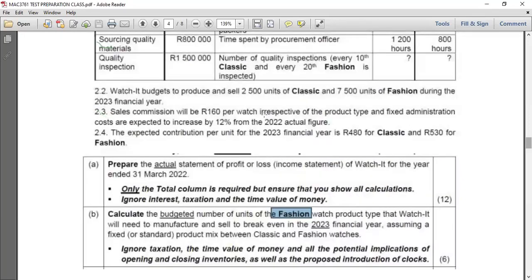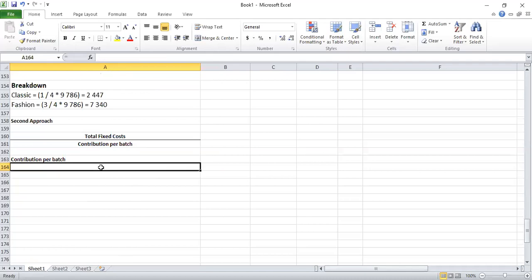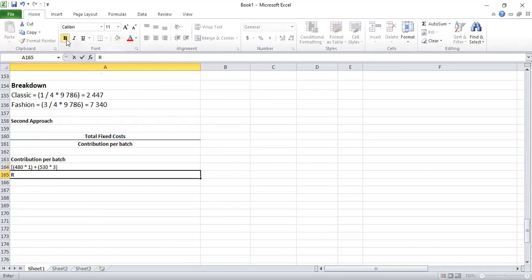We have 480 and 530. So the contribution per batch would be $480 times 1 plus 530 times 3. The 1 and the 3 is our sales mix. What do we get?